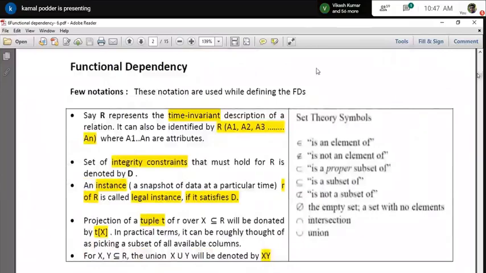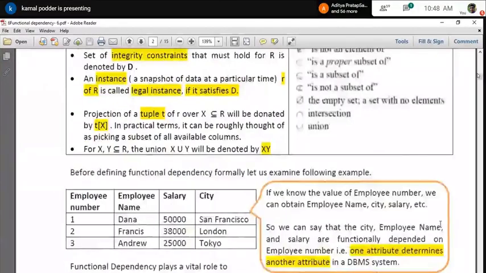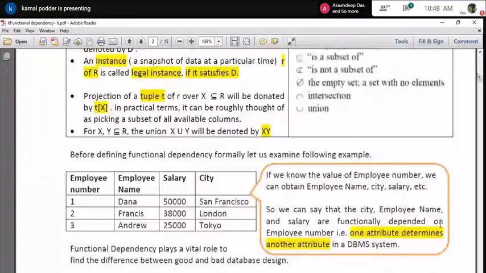Otherwise, if you do not understand the FD well, then you will not be able to do the normalization well. Here, the first part has a few notations. These are all mathematical notations, and in most cases I forget them, so I have given a chart here, so that if anybody needs to refer to it, you can come back and check. It may be familiar to you, but it's very difficult for me to remember.